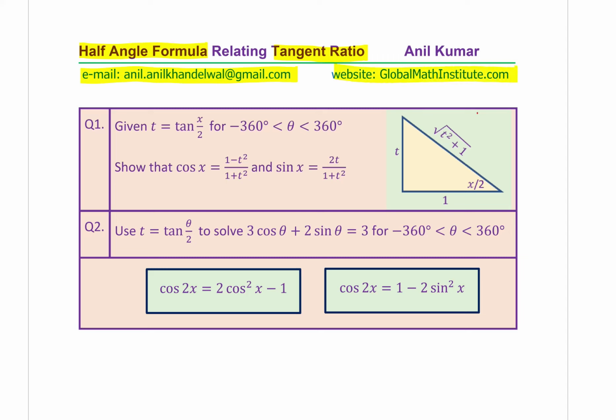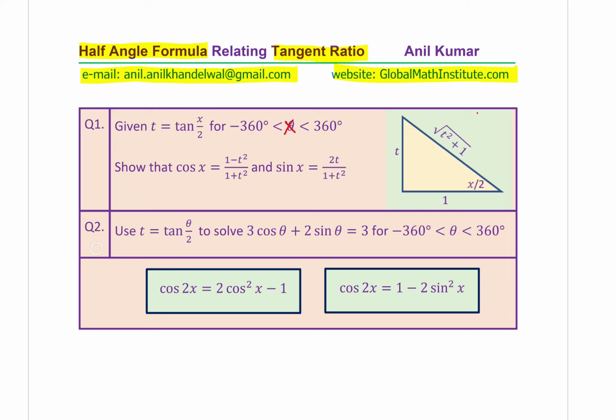We have two related questions here. Question number one is, you are given that t is equal to tan x by 2 for x being between minus 360 degrees to 360 degrees. And you need to show that cos of x is equal to 1 minus t square over 1 plus t square, and sine of x is equal to 2t over 1 plus t square.